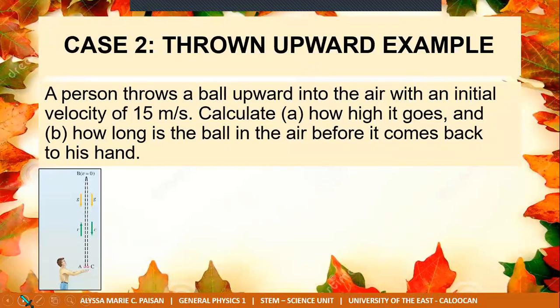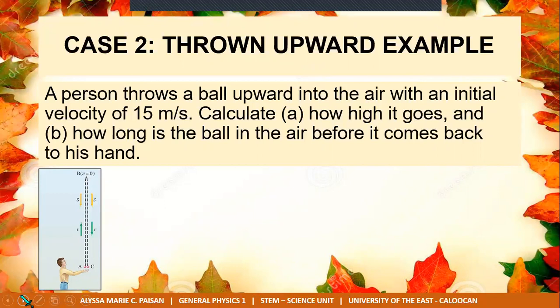Here's the example. A person throws a ball upward into the air with an initial velocity of 15 meters per second. Your task is to calculate how high it goes and how long the ball is in the air before it comes back to his hand. So, two things. First, how high. Then, how long is the ball in the air.